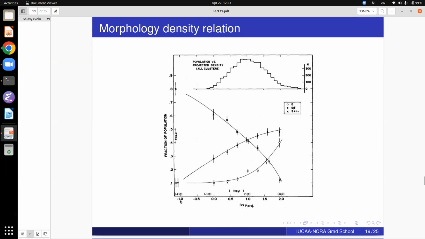So what is shown here on the x-axis is the log of rho projected. So it's the stellar mass density, or in this case, the number density of galaxies, not the stellar mass density, on some log scale. And on the y-axis is the fraction of different kinds. So over here are the ellipticals, over here are the spirals, and over here are the lenticulars. Okay. So as you can see, once you go from low density to high density, the fraction of spirals drops and the fractions of both ellipticals and S0s go up.